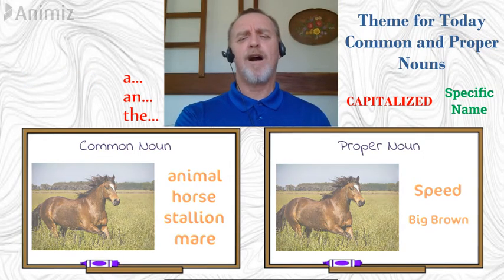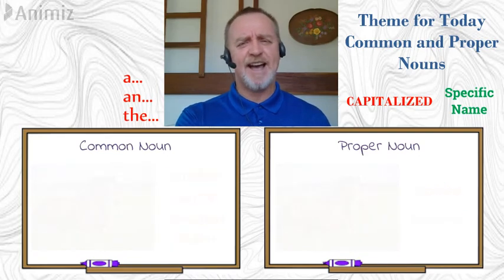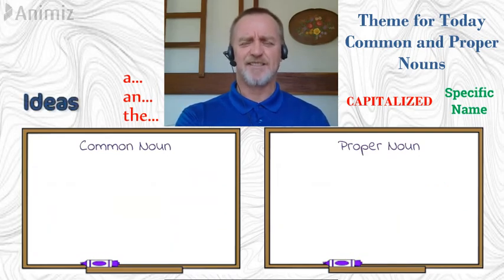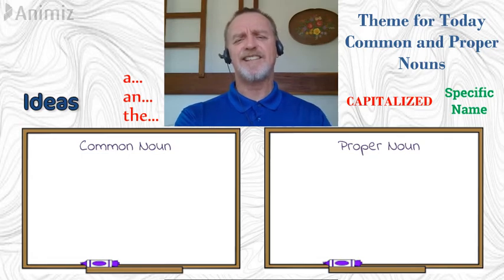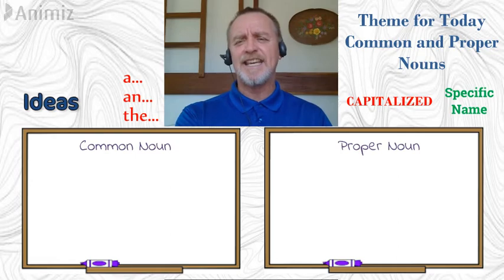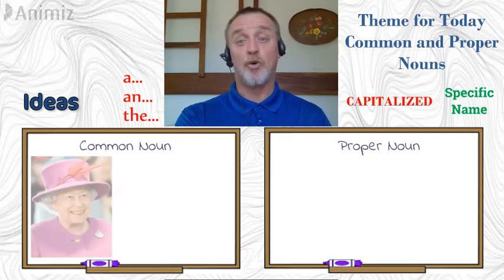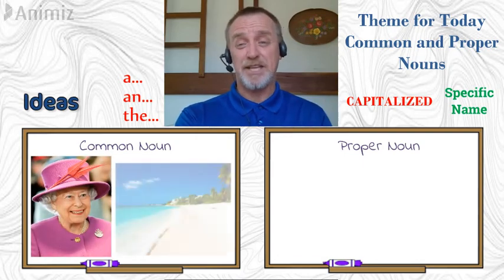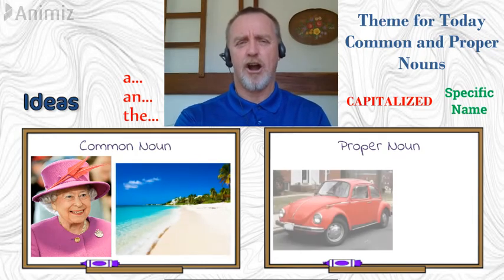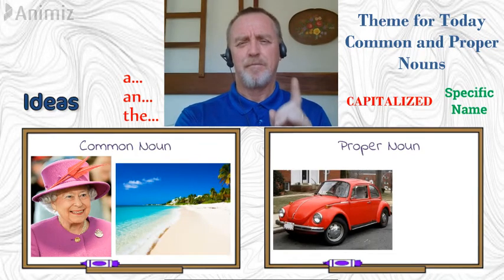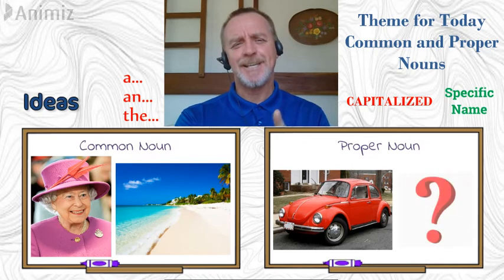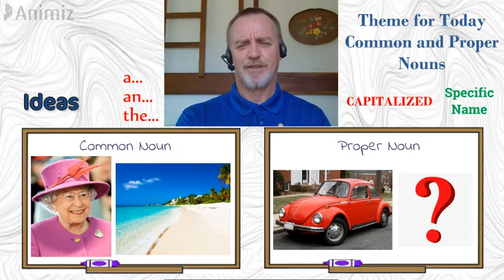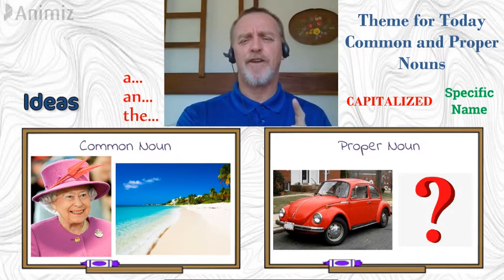We come to our last category of nouns, ideas. This is the hardest category to understand because we do not see, hear, smell, feel, or taste this noun. I can see the queen. I can see the beach. I can see the car. But I can't see an idea. Look carefully at the following picture.